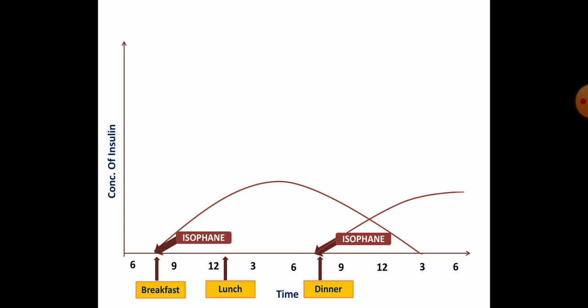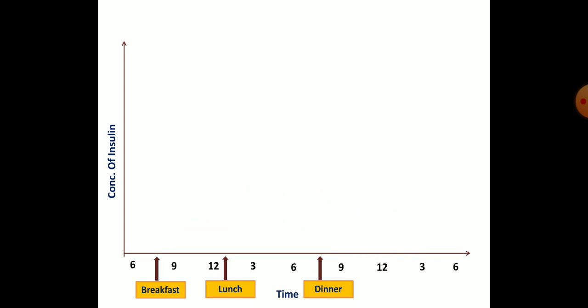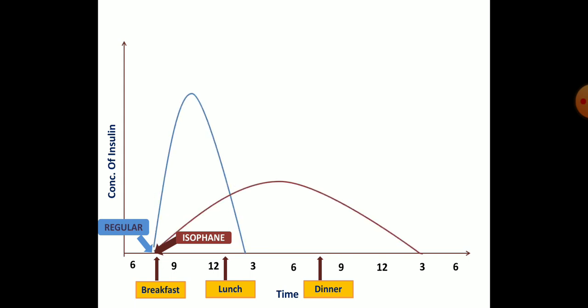But now what to do? Because we want to achieve both, to control the postprandial hyperglycemia and at the same time to manage the basal blood sugar level. So if we are giving the regular and isophane insulin half to 1 hour before the breakfast, what will be the scenario?